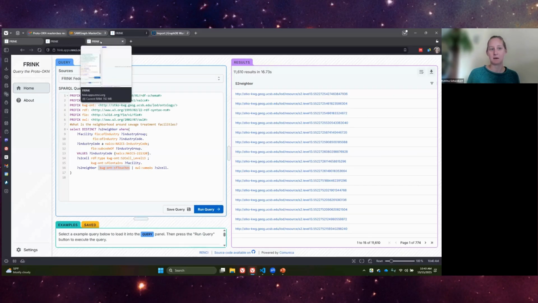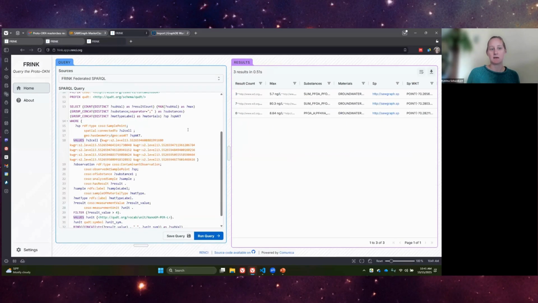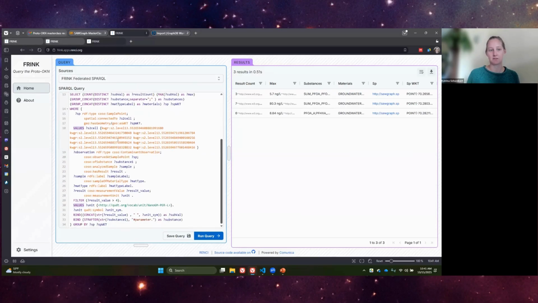And then the third step, lastly, would be to use that neighborhood to then find our sample points. So we've simplified this a little, just looking at some specific S2 cells that I've just listed out here. We can do this more dynamically by connecting these queries together as well, but just to simplify what we're looking at. So this one is looking for observations and getting some information about those observations and the sample results that were found there.